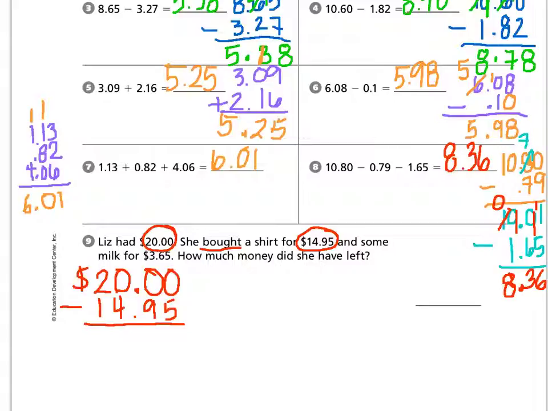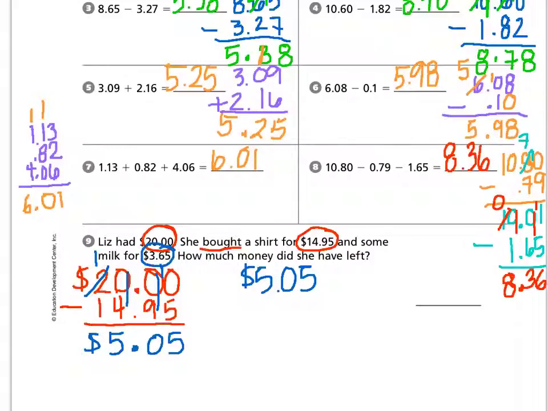So I'm going to borrow from the 2, make it a 1. This becomes 9, 9, and 10. Take away 5, which is going to be 5. 9 minus 9 is 0. Bring down that decimal. 9 take away 4 is going to be 5. And 1 take away 1 is 0. So now I have $5.05. But that's just the first part.